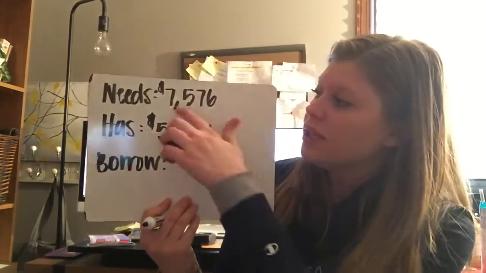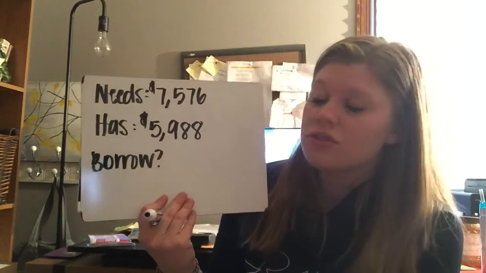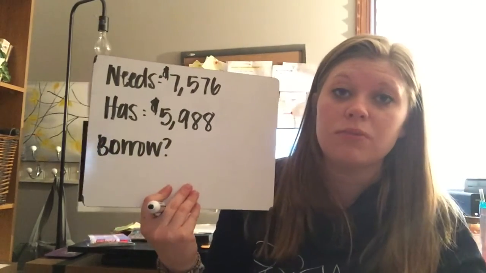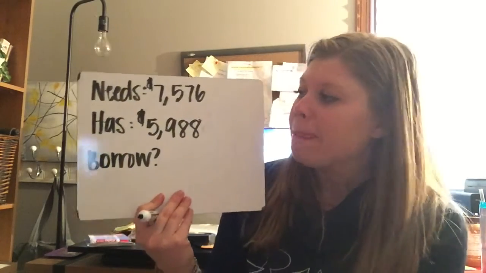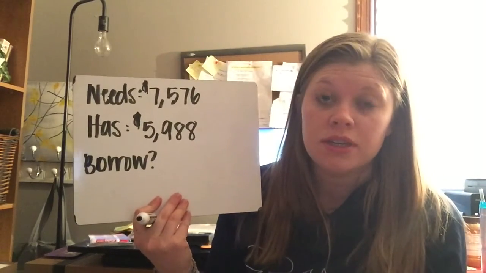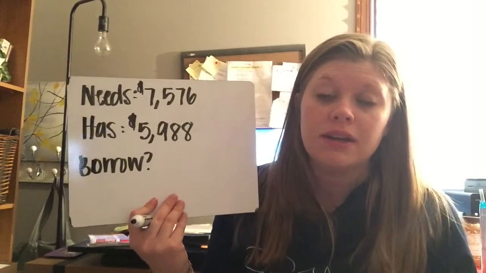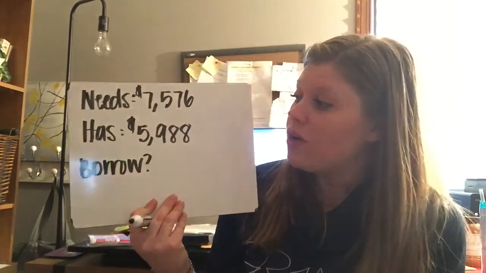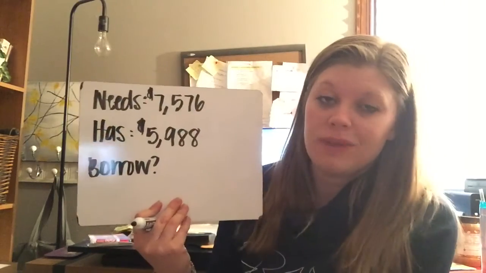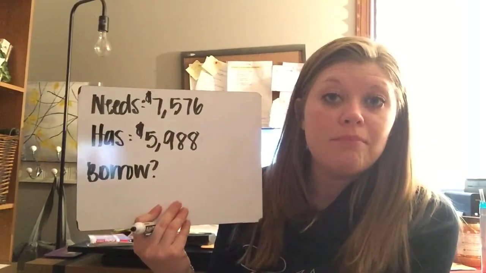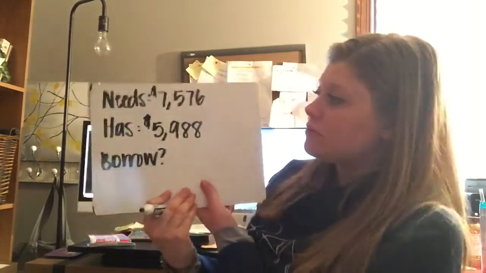We do. He needs 7,576. So automatically, this is either going to be a division problem or it's going to be a subtraction problem. So we have to think through what else we know. Is it asking for equal groups? Asking us to break something apart? It's not. We just know that he has a certain amount of money and that he needs a certain amount of money. And so this would be a subtraction problem.